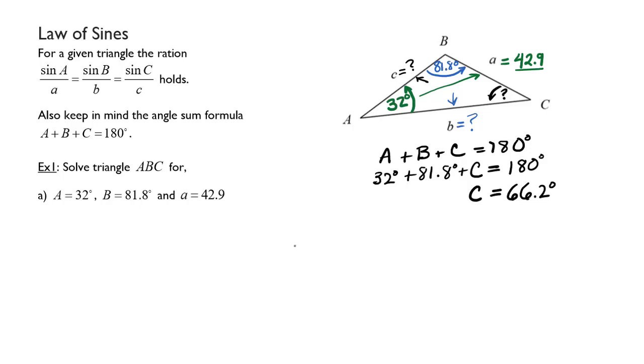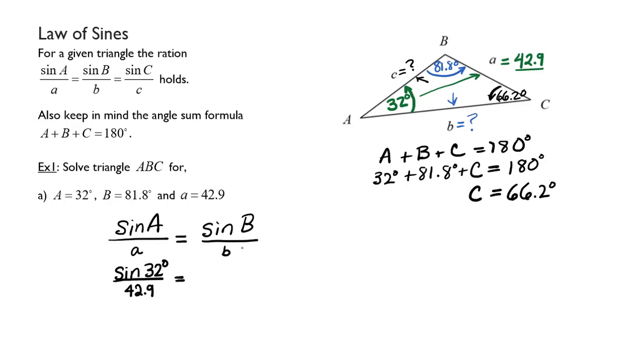Now I need to figure out how to solve for the unknown pieces. I know that angle C is 66.2 degrees, and I don't know sides C and B. So I'm going to use the law of sines. So I have sine of A over side A equals sine of B, that's the angle, over side B. This information is given. I know that sine of A is sine of 32 degrees, and the opposite side of angle A is side A, which is 42.9. I don't know B, but I know that sine of the angle B is sine of 81.8 degrees. And I can solve for B. B is what I'm looking for.